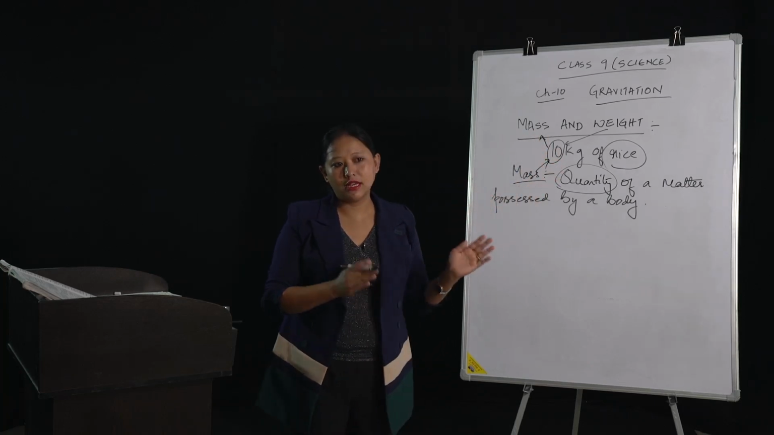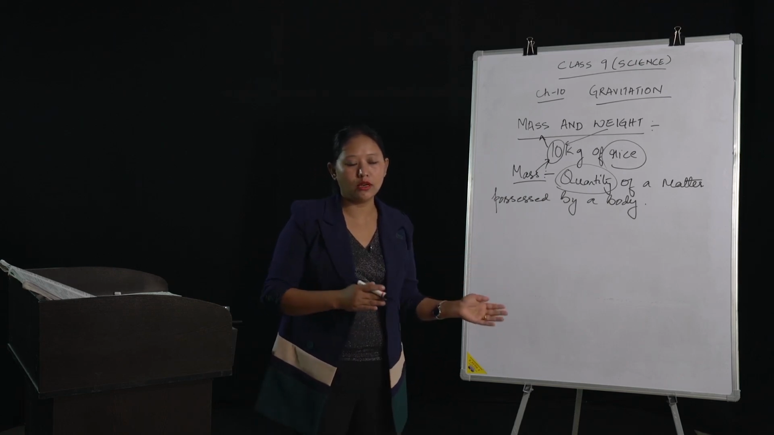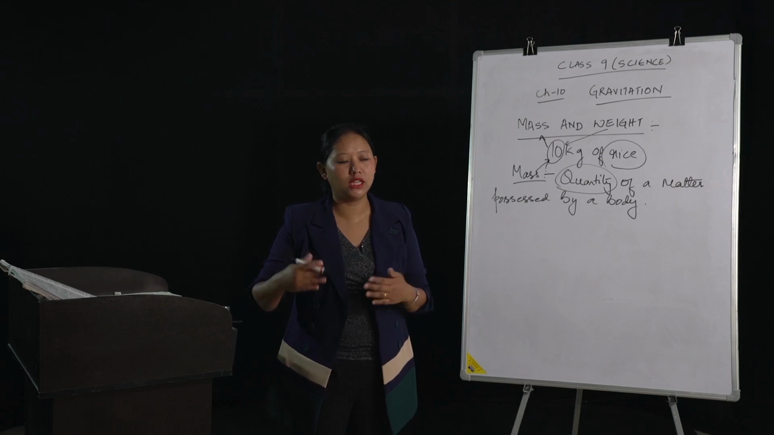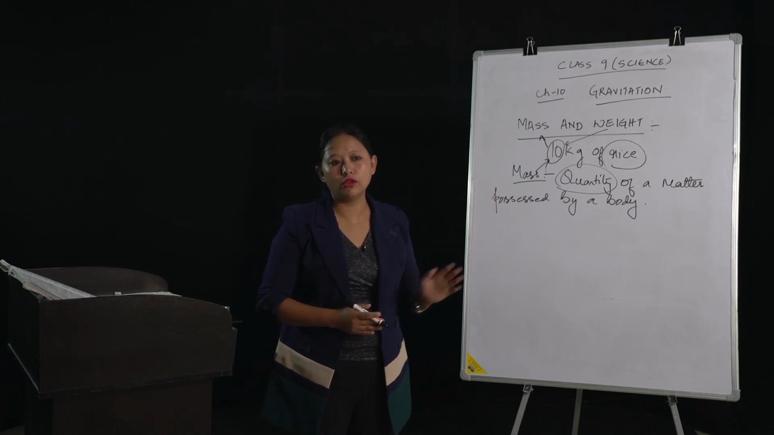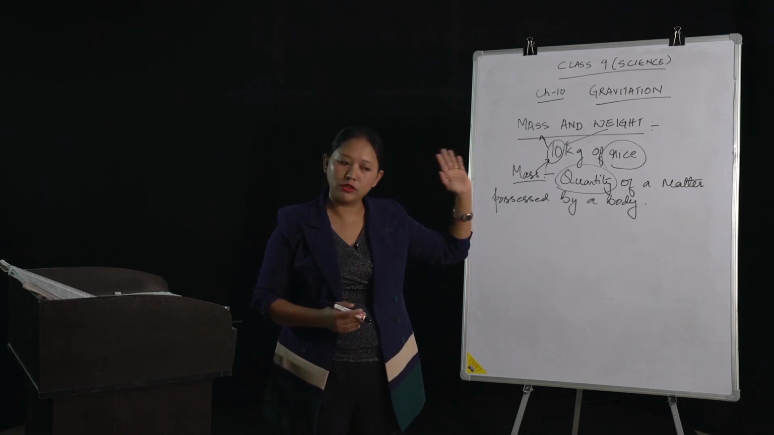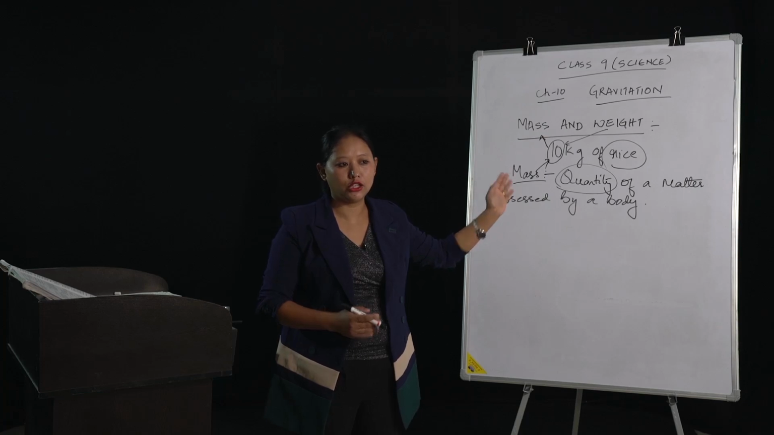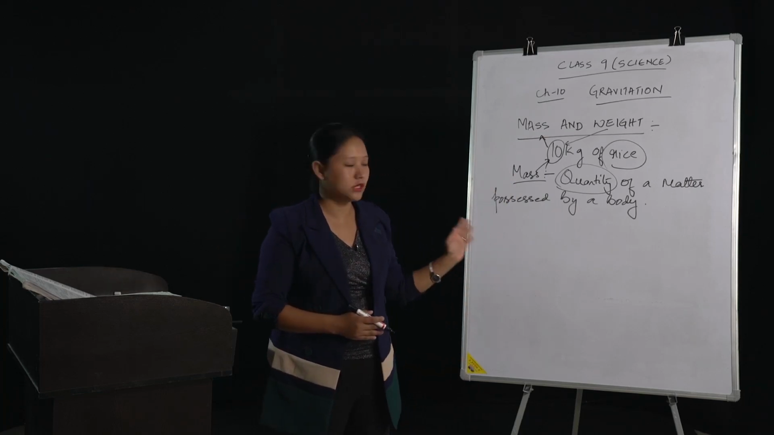So mass always remains the same, whether it is on Earth or on another planet or on the Moon. Mass will always remain the same. It will not change from place to place. That means 10 kg of rice will just remain as 10 kg, whether it is on Earth or on another planet. That means mass is always constant.